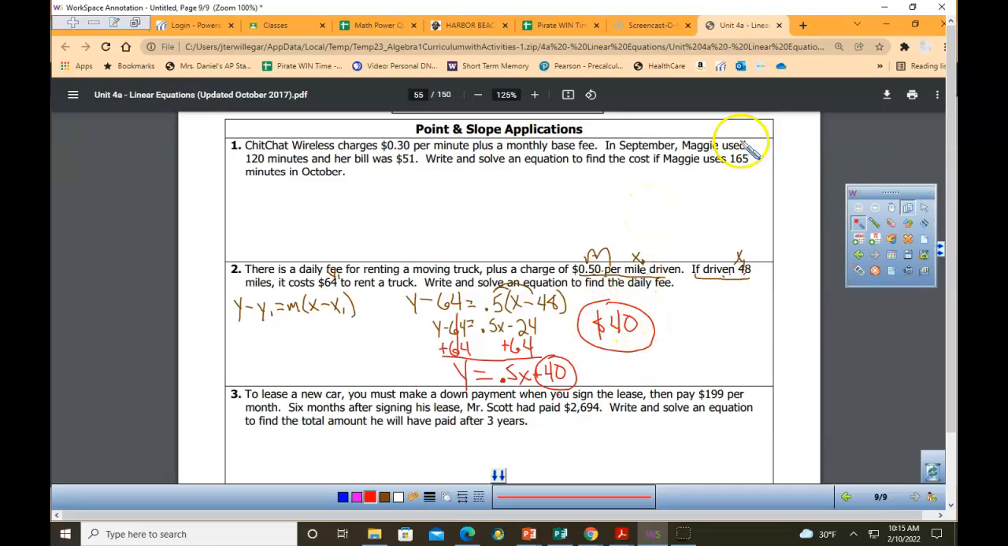Now, another way you could have done this problem is you could have thought about it this way. When you drive 48 miles, you spend $64 total, right? But we know what the rate is per mile. So 48 times 0.5, right? So we spent $24, because 48 times 0.5 is 24, on the mileage. So that means how much do we pay to start? Well, $40. So either way works. Okay?